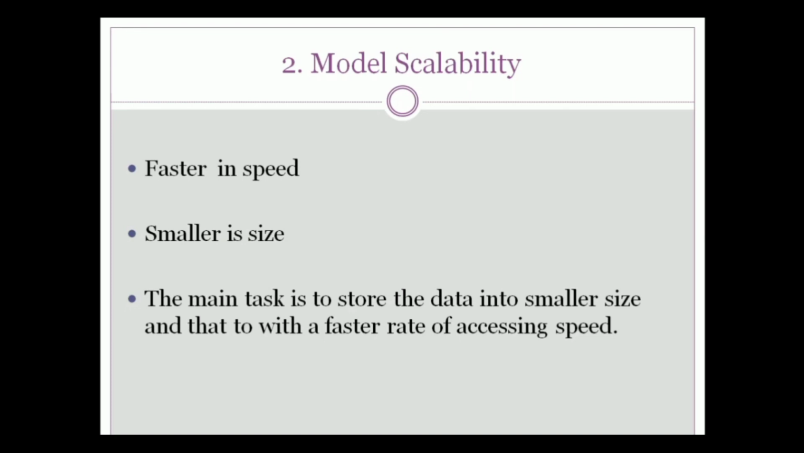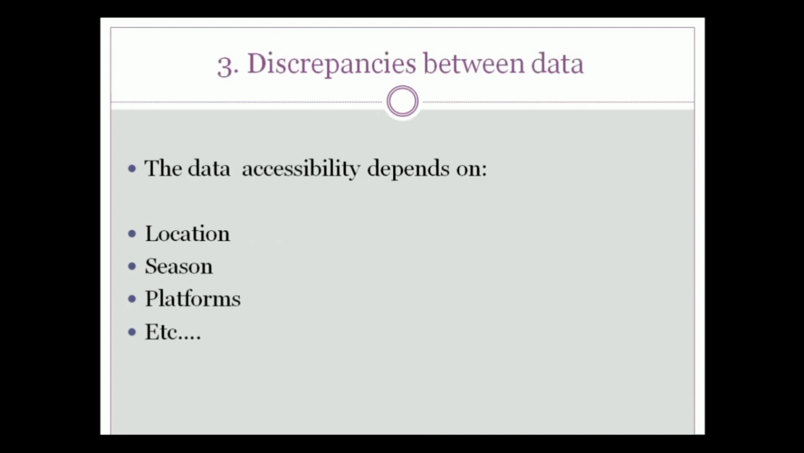And the third and biggest challenge is the discrepancies between the data. Discrepancies mean that the accessibility of the data depends on different things, that is, the location, the season or the platform of the data. Whenever we are accessing data, accessibility depends on different things. Like first is the location.